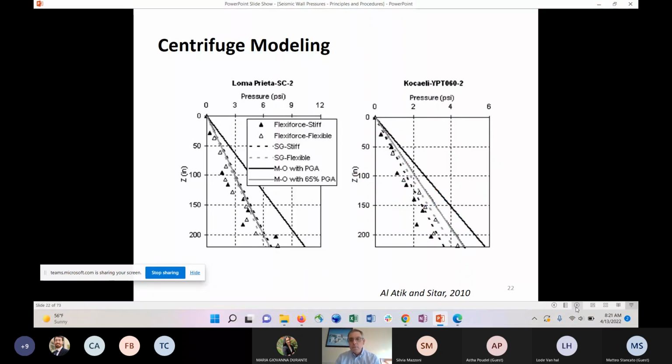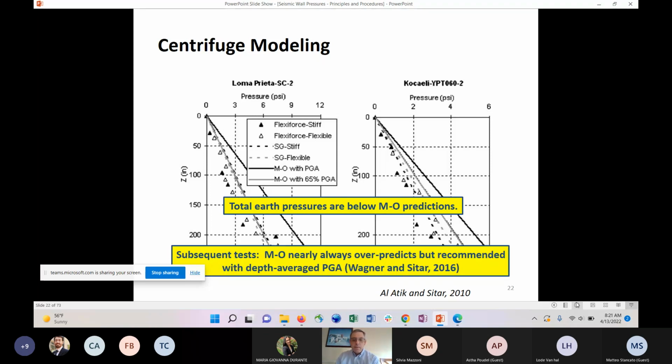The trouble is when you go to a different ground motion, in this case, Kocaeli earthquake from Turkey, you have the same pattern that it's smaller than Mononobe-Okabe, but the 65% doesn't work anymore. So you would have to go to something more like 50% if you wanted to make it work in this case. And you can basically just continue this process, different motions. Each time you're going to need a different multiplicative factor if you want to match the data. So what we can see from this set of experiments and many others that followed it is that the pressures that are measured in these tests are smaller than the Mononobe-Okabe predictions. And like I say, this is fairly consistently observed.